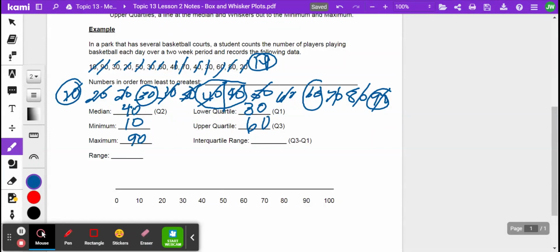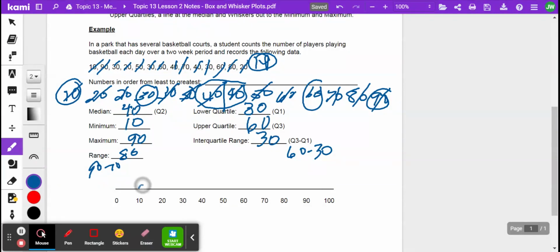And then I've got this thing called interquartile range. So we want to find the length of our box. So to do that, I take the number for Q3, which is 60, and I subtract Q1. So 60 minus 30 is 30. And then the range from last lesson, we know it was biggest minus smallest, which is 90 minus 10, which is 80.